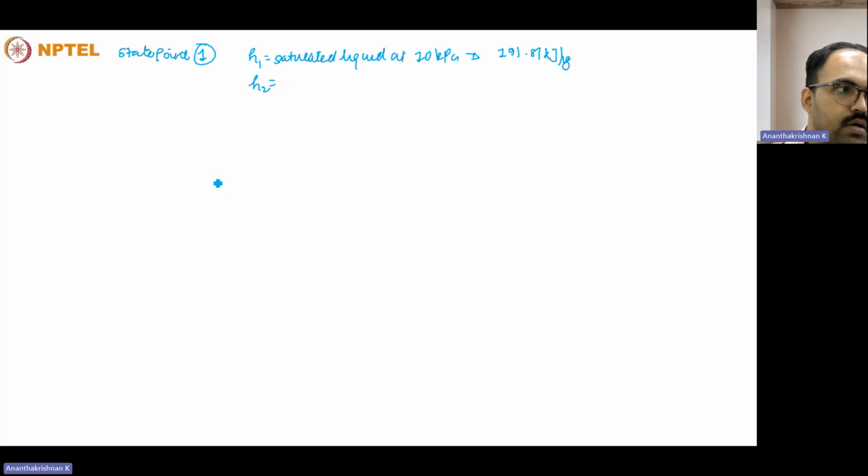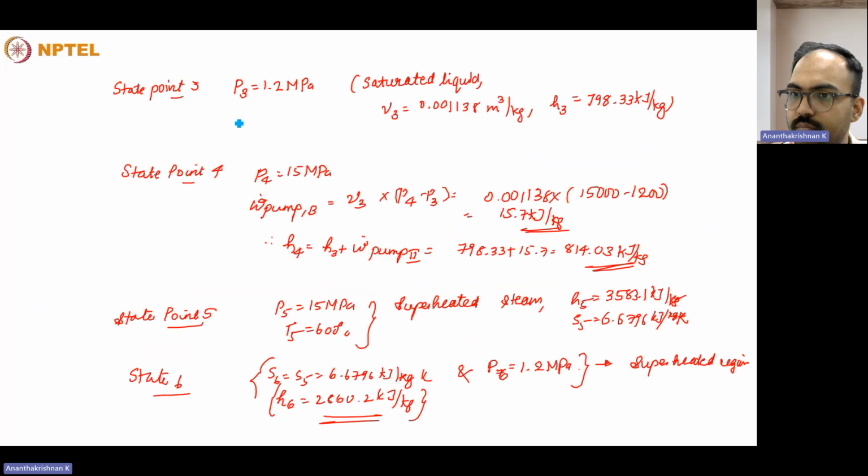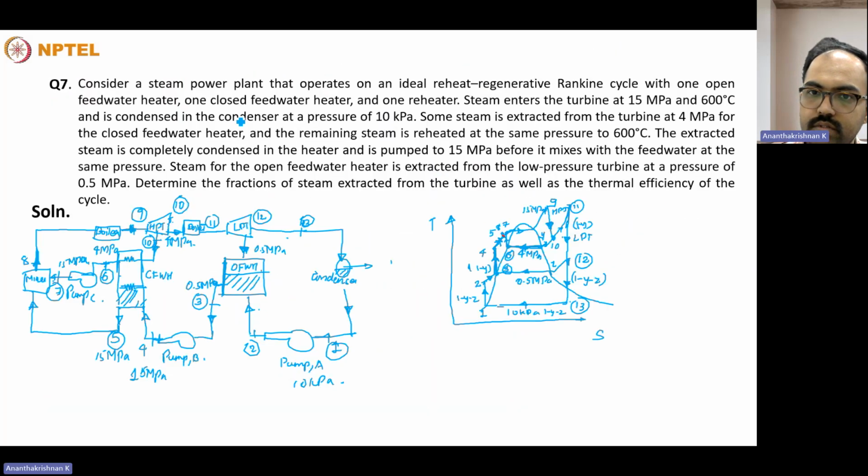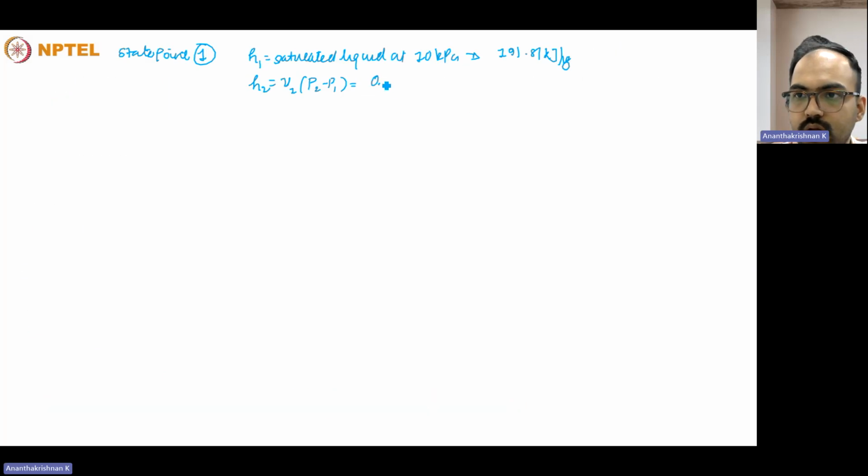So H2 we have to calculate based on the specific volume at the point 1 as well as the pressure difference. So that will be equal to specific volume at point 1 into P2 minus P1. So specific volume at point 1, it's the same as that of the previous case. That will be 0.00101 multiplied by the higher pressure, which will be 0.5 megapascal.